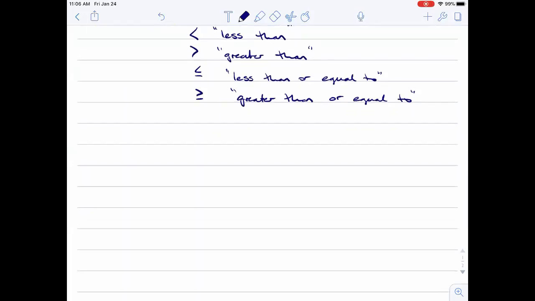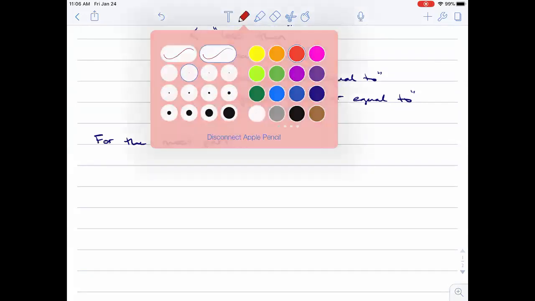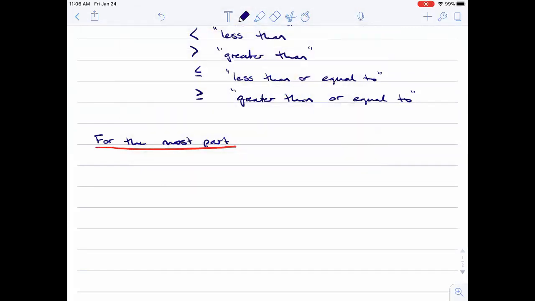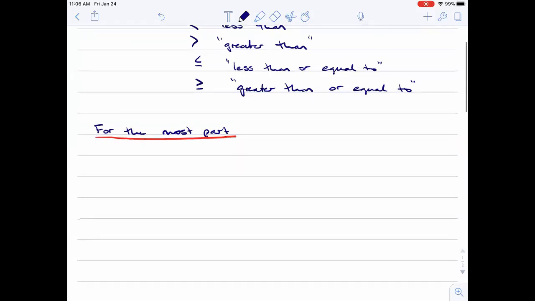And so for the most part, and I'm going to underline this in red because it's not always the case, and we'll really talk about the cases when it's not true, but for the most part, we can solve inequalities by treating it as an equal sign.